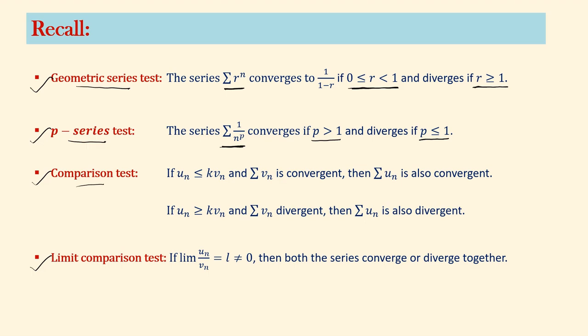Comparison test: if un is less than or equal to k times vn and series vn is convergent, then series un is also convergent. Similarly, if un is greater than k times vn and series vn is divergent, then series un is also divergent. So these three we are going to use in proving Cauchy's nth root test.